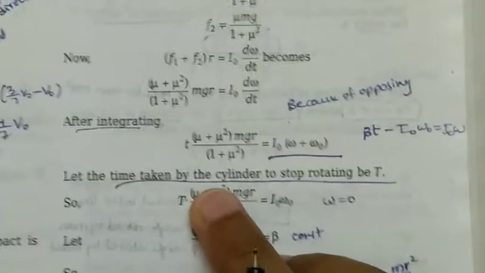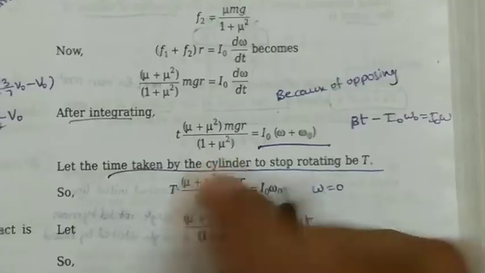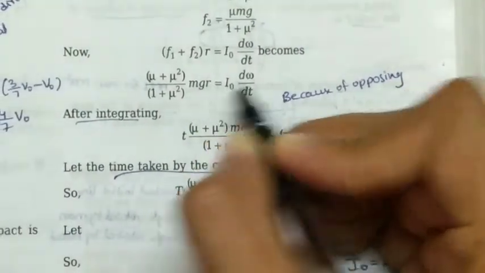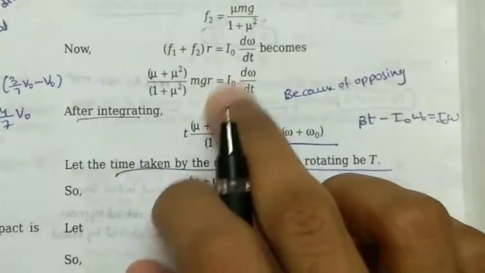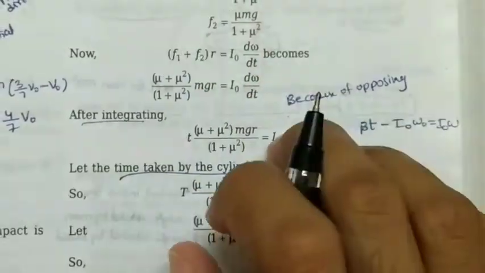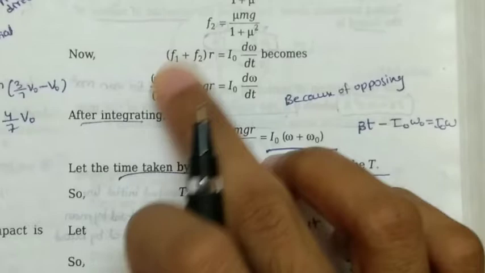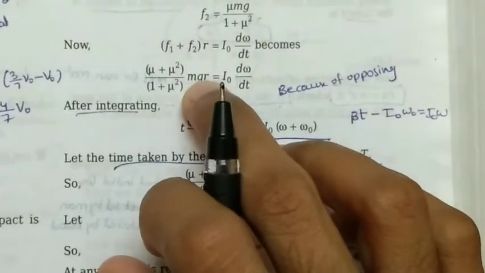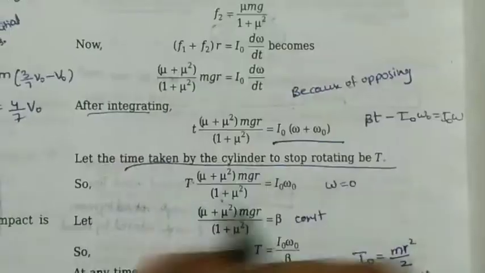And now we have to integrate on both sides. We send this dt to this side, and I naught d omega on the other side. Integrating on both sides, this entire thing is a constant: mg, R, the radius, the mass of the cylinder, acceleration due to gravity, and coefficient of friction, the entire thing is constant.